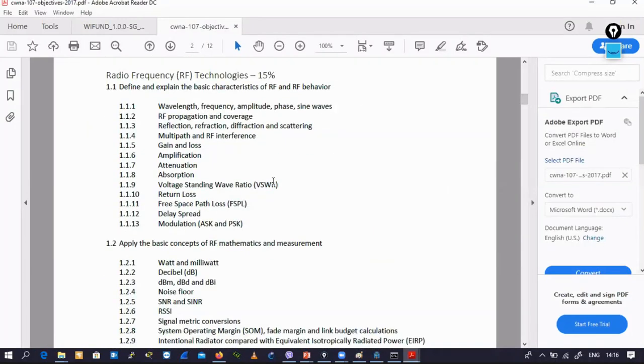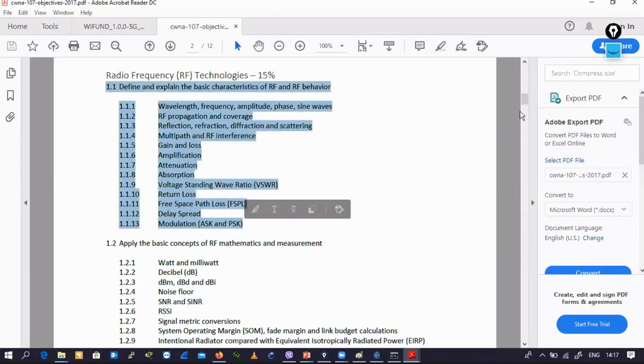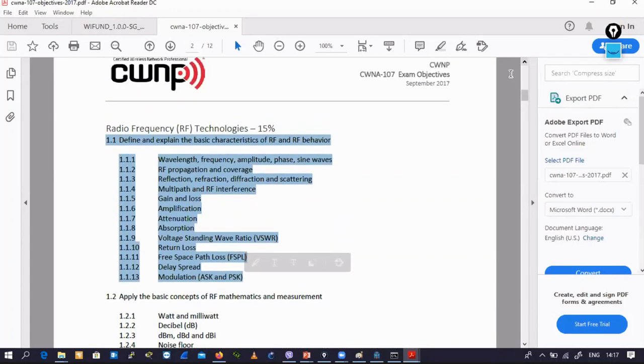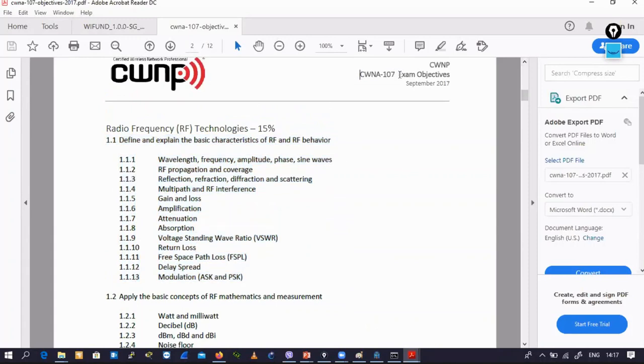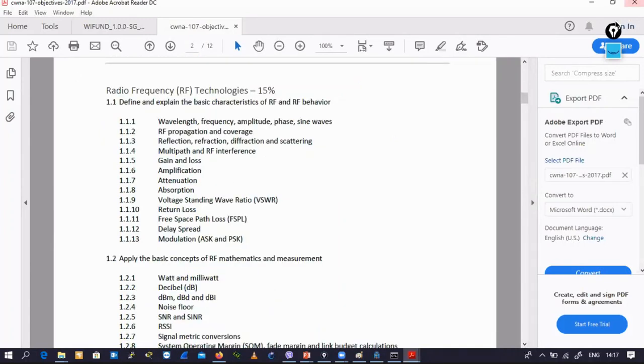Right, sir? So these are the topics that you are going to learn in CWNA. So if you want to enhance, you can see a beautiful information. So good information about wireless. The first lesson, radio frequency and technologies, is going to teach you, which is 15% as per the exam. You can see the CWNA 107 exam objectives. So definitely in this course, you're going to learn radio frequency.